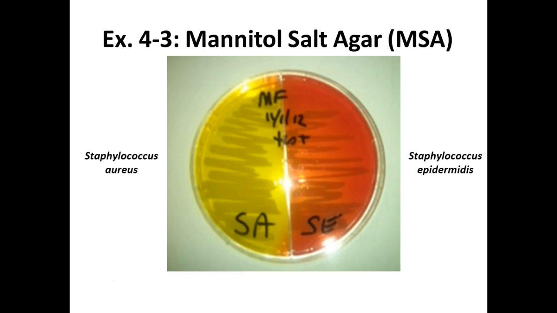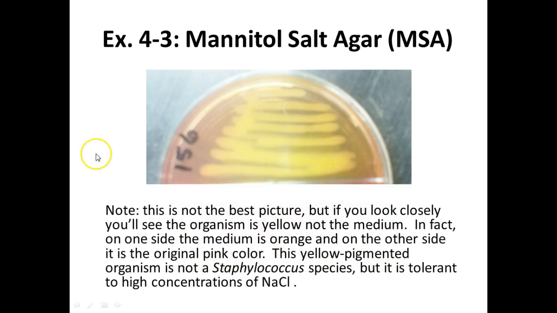So again, side by side, you can see growth on both sides, but the difference here for Staph aureus is that yellow color because of the acid production and that pH indicator phenol red telling us that it is acid by turning yellow. So note this plate, although not a great picture, if you look closely, the organism itself is yellow. We're not looking for that. We're looking if the media has turned yellow.